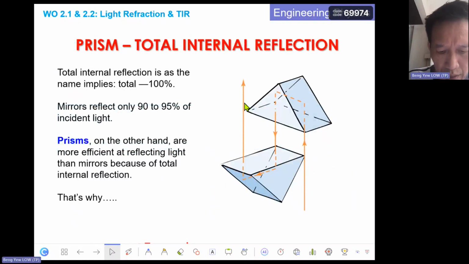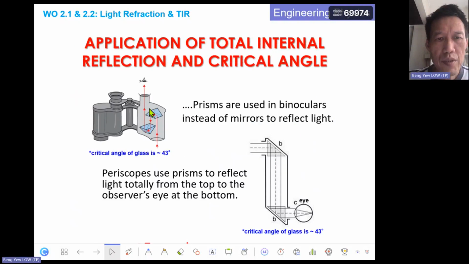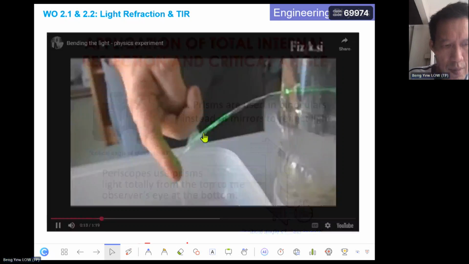As the name total internal reflection implies, 100% of the light is being reflected. Compare this to a mirror, which only reflects 90 to 95% of incident light. Therefore, prisms are more efficient at reflecting light than mirrors because of total internal reflection. That's the reason why prisms are more often used in optical instruments such as binoculars or periscopes, because there's no loss of light or clarity of detail.